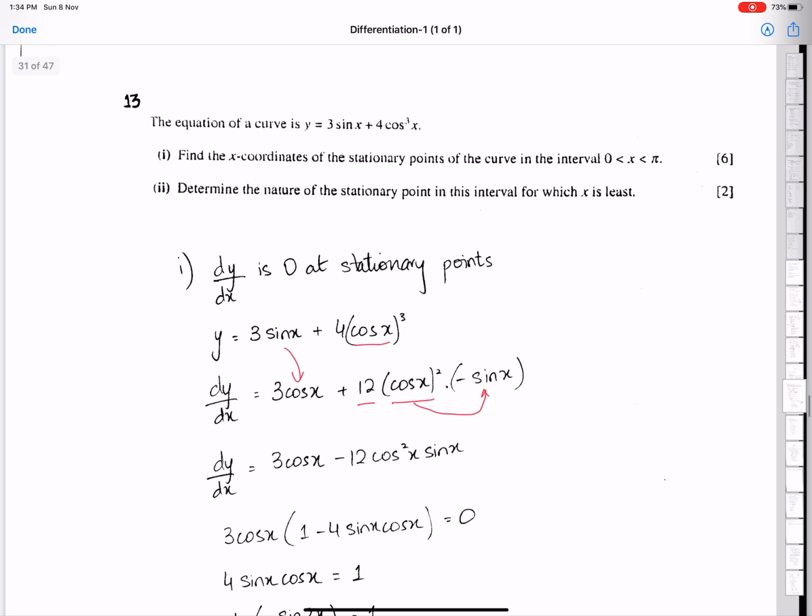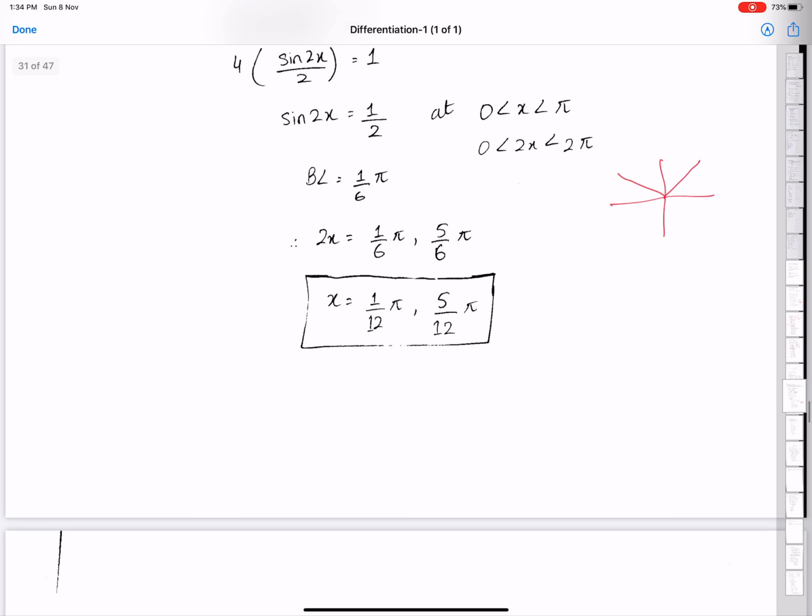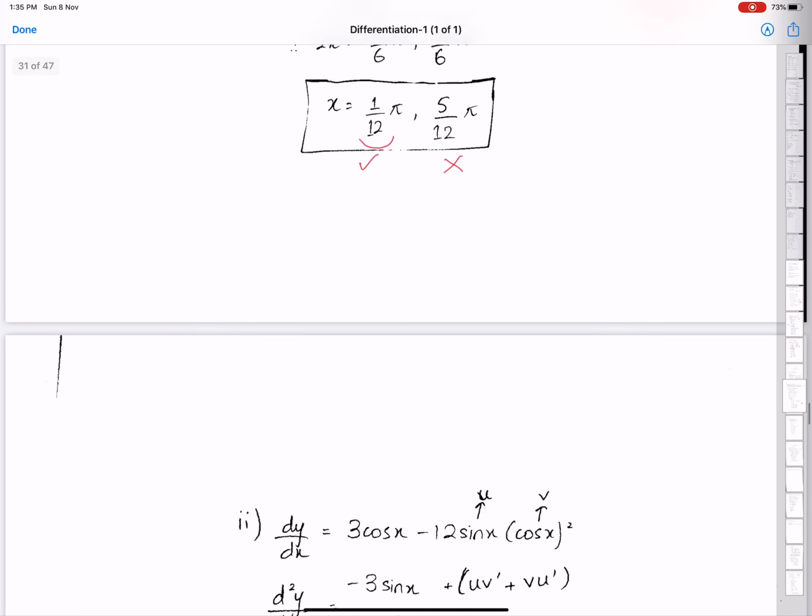Now the second part is important. Determine the nature of the stationary point in this interval for which x is least. Now this is very important. We need to check the stationary point at pi by 12, not at 5 pi by 12, because they said where x is least. So this is the least value of x. So we need to check the second derivative at x pi by 12.